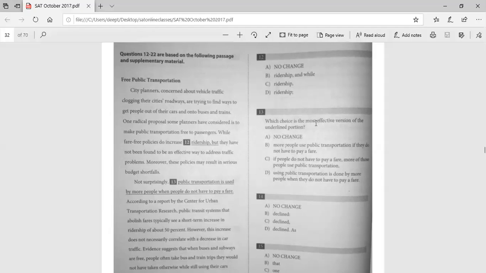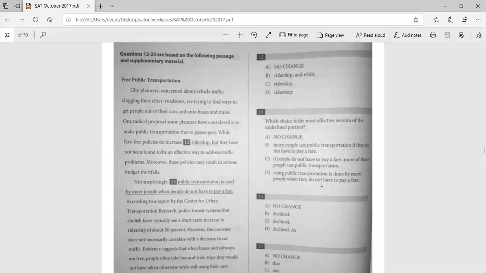Which choice is the most effective version of the underlined portion? That means you have to change this based on these. It's not just the grammar that they're looking for, because when it's grammar, you're not given a question like this. They're also looking for other types of things that can be the problem in question number 13.